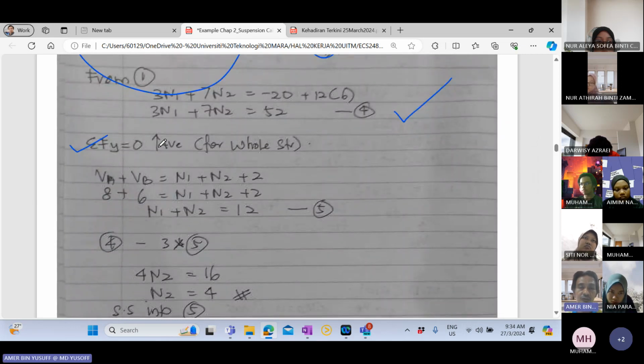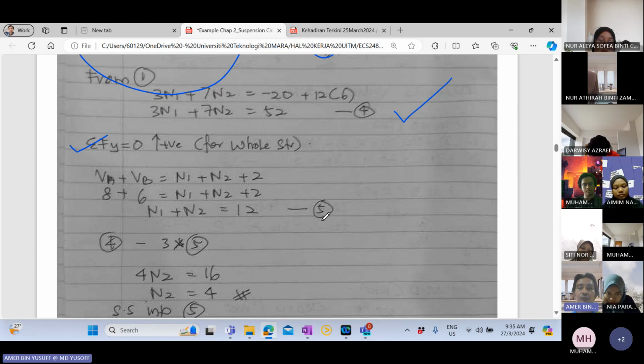Summation of force in Y equal to 0, upward positive. So, kita ada VA plus VB sama dengan N1 plus N2 plus 2. VA and VB dah ada value. We have the value. So we substitute the value VA equal to 8, VB equal to 6. So you have another equation.